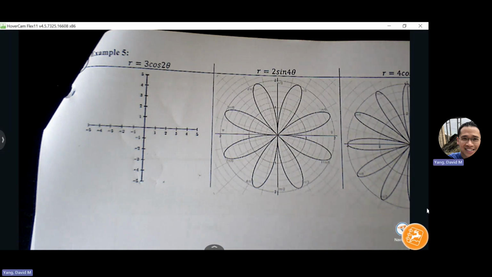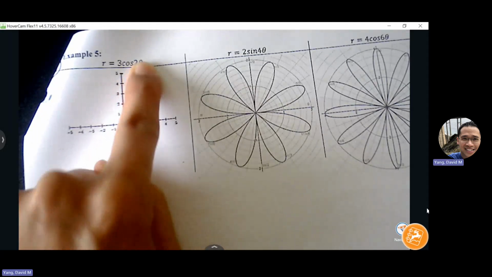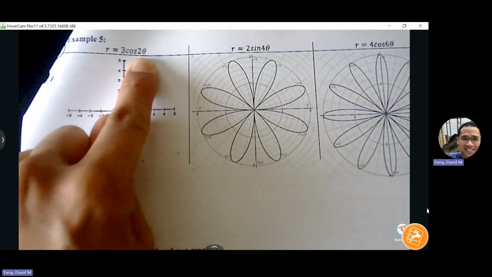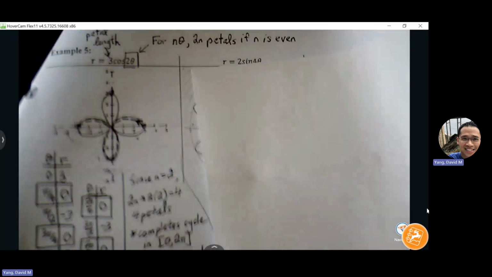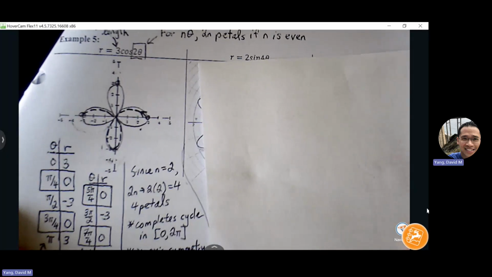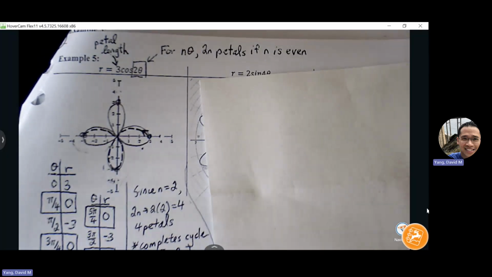Right, so example 5. Now, if my theta has an even number, then that's going to change things significantly. We can still figure out the number of petals, but if it's an even number, it's going to be double that number. So here, 3 cosine of 2 theta indicates my petal length is still 3, but if it's in that n theta form, we have double the number of petals. So 2 theta would indicate we have 4 petals.